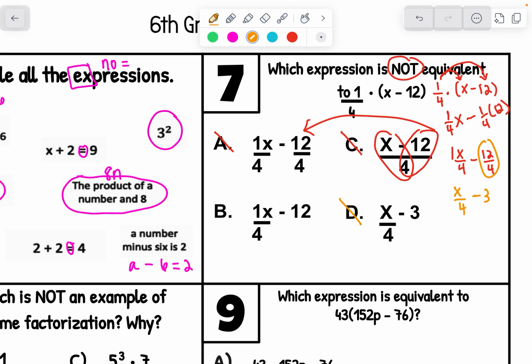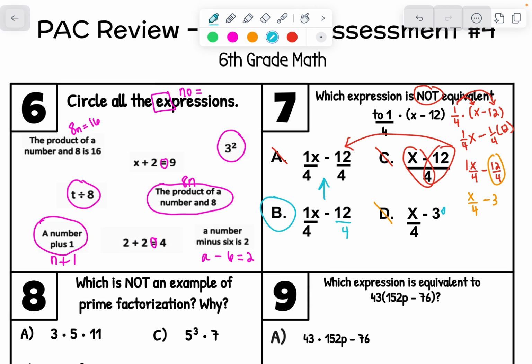Let's see why B is wrong. What did B forget to do? Hopefully you're thinking, oh, B forgot to divide it by 4 to match this up here. If you look, everything except D is dividing by 4, but D simplified it. So hopefully we saw that B was forgetting to distribute that 4 to 12.